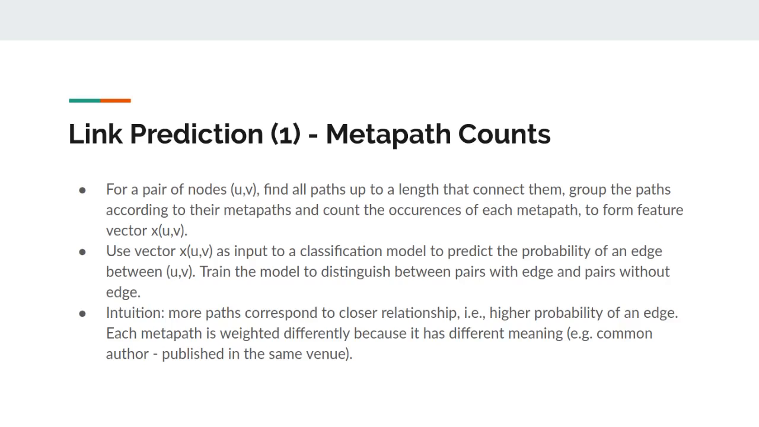An example of the first category is the Metapath Counts algorithm. Metapath Counts works in the following way. Given a pair of nodes, U and V, the algorithm finds all paths up to length L that connect the two nodes. Then it groups the paths according to their metapath and counts them. In this way, it obtains a vector with the number of occurrences of each metapath between two nodes. This vector is given as input to a simple classifier that predicts the probability that an edge exists between the nodes. The classifier is trained using pairs of nodes with edges as well as pairs without edges.